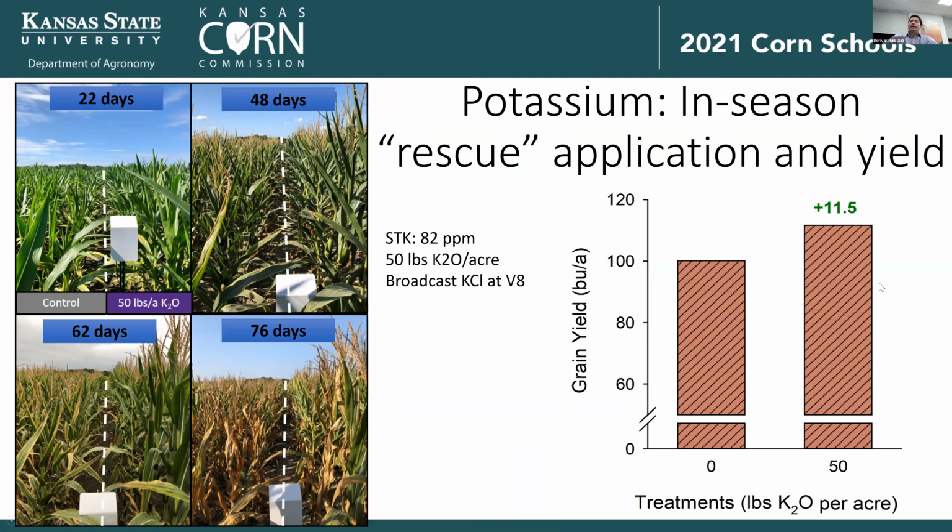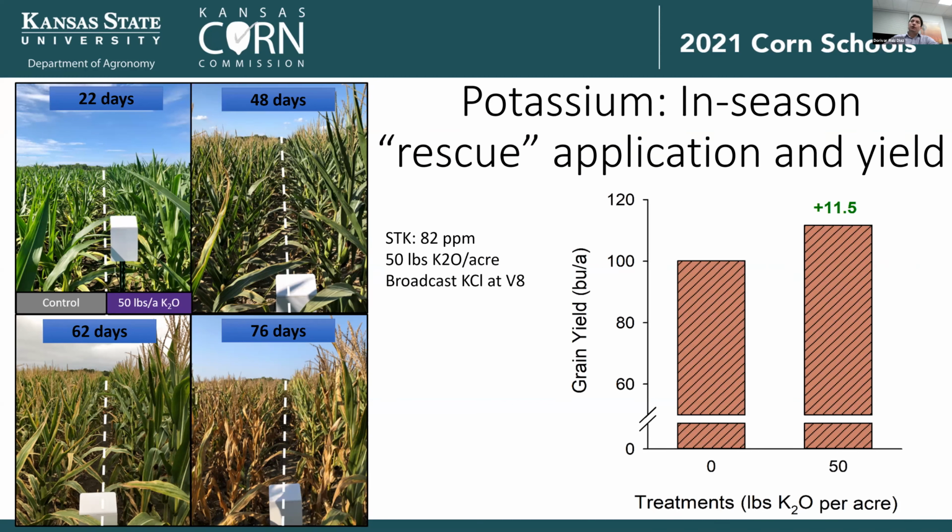And so you can do the numbers and think about this as a rescue option. Is this something that we can do? Obviously, there are some key factors here. Moisture and things like that is going to be a driving factor. But we got some benefit, some yield response here, which certainly will, especially with the better grain prices, pay for that 50 pounds of K2O.